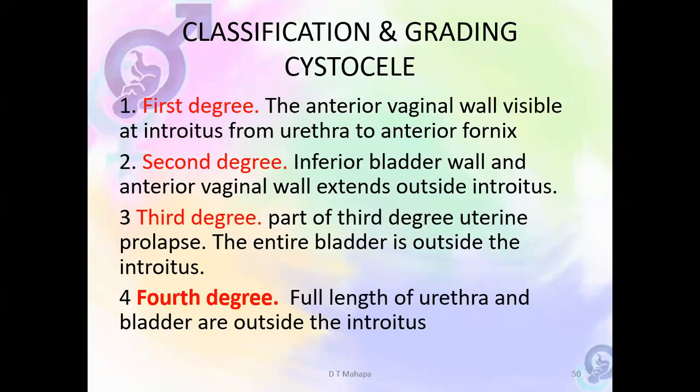If the anterior vaginal wall is visible from the introitus, in summary, the first degree, if you can depress the perineum and see pink, you must know you've got first degree cystocele. If the bladder and the anterior vaginal wall extend outside the introitus, you push and the bladder comes outside, that's second degree. If it prolapses beyond the introitus, beyond the hymenal caruncle layer, then it's third degree. If the full length of the bladder is outside, that's the worst form of prolapse.